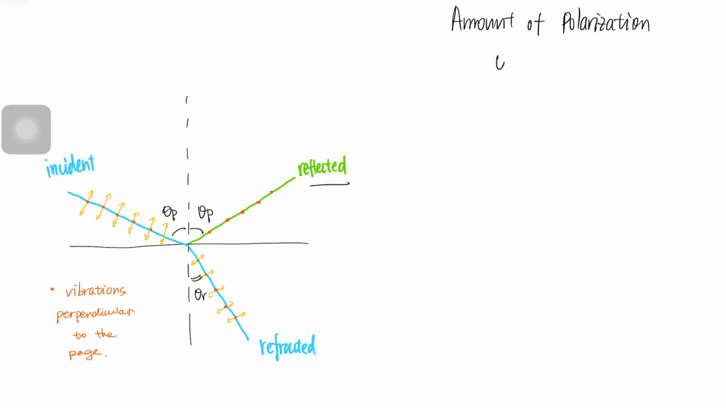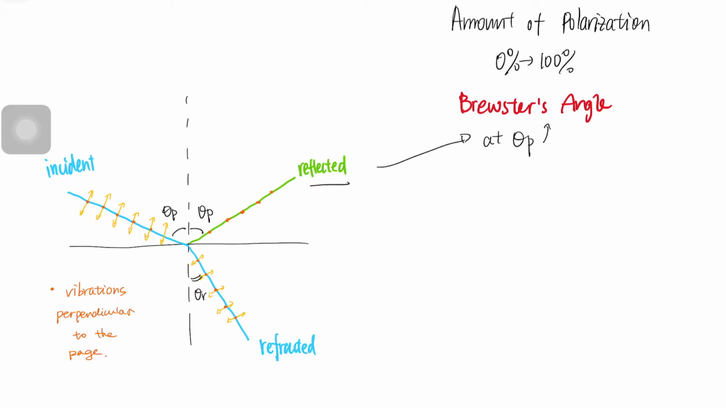The amount of polarization in the reflected beam depends on the angle, varying from no polarization at normal incidence to 100% polarization at an angle known as Brewster's angle. When unpolarized light is incident at this Brewster's angle, the light that is reflected from the surface is therefore perfectly polarized.